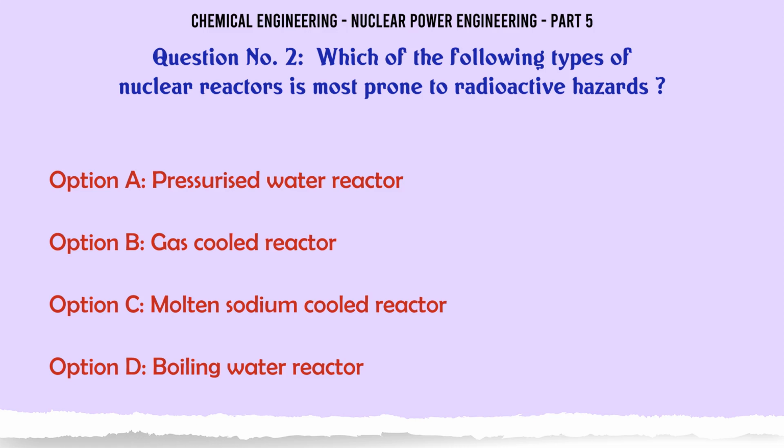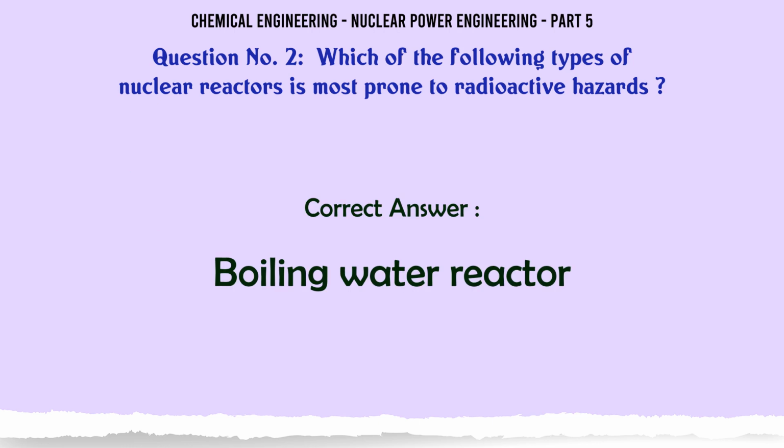Which of the following types of nuclear reactors is most prone to radioactive hazards? A. Pressurized water reactor. B. Gas-cooled reactor. C. Molten sodium-cooled reactor. D. Boiling water reactor. The correct answer is boiling water reactor.